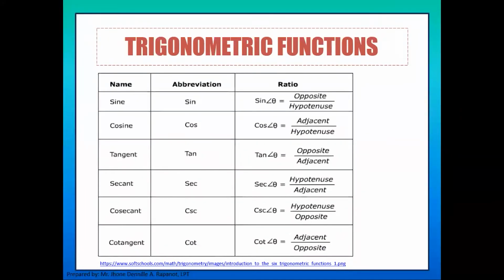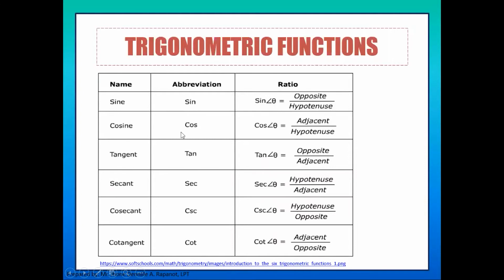Other than the Pythagorean theorem, to solve for unknown values of legs, angles, and the hypotenuse, the 6 trigonometric functions can be applied. These are as seen here in the given table. We have sine, abbreviated simply as sin, and the way to solve for the value of sine with respect to the angle theta is opposite over hypotenuse.